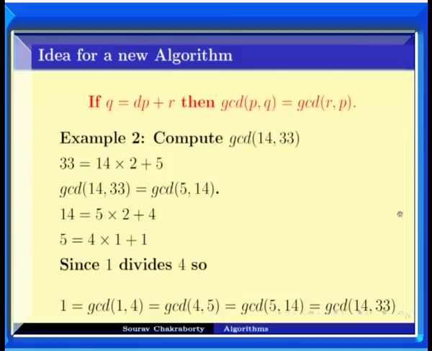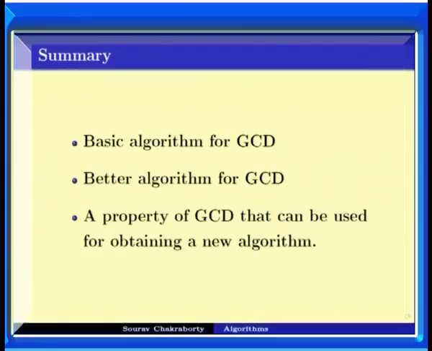Stop this lecture at this step. We will come back next lecture to understand this particular algorithm. In this lecture we first did the basic algorithm, and then we went to a better algorithm for GCD, and then we saw a property that can be used for obtaining a new algorithm.